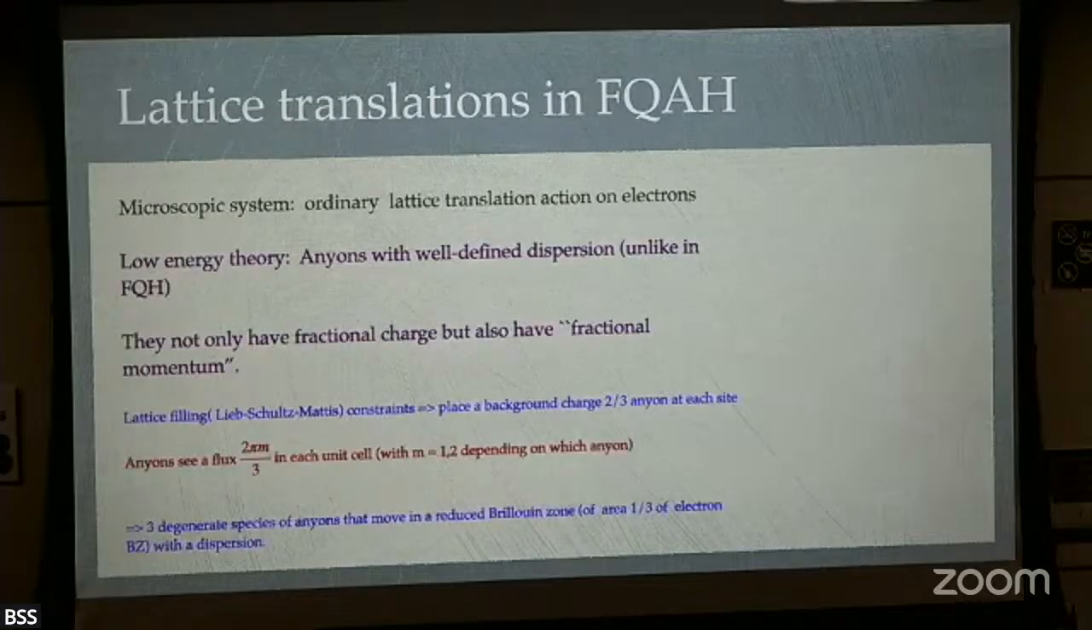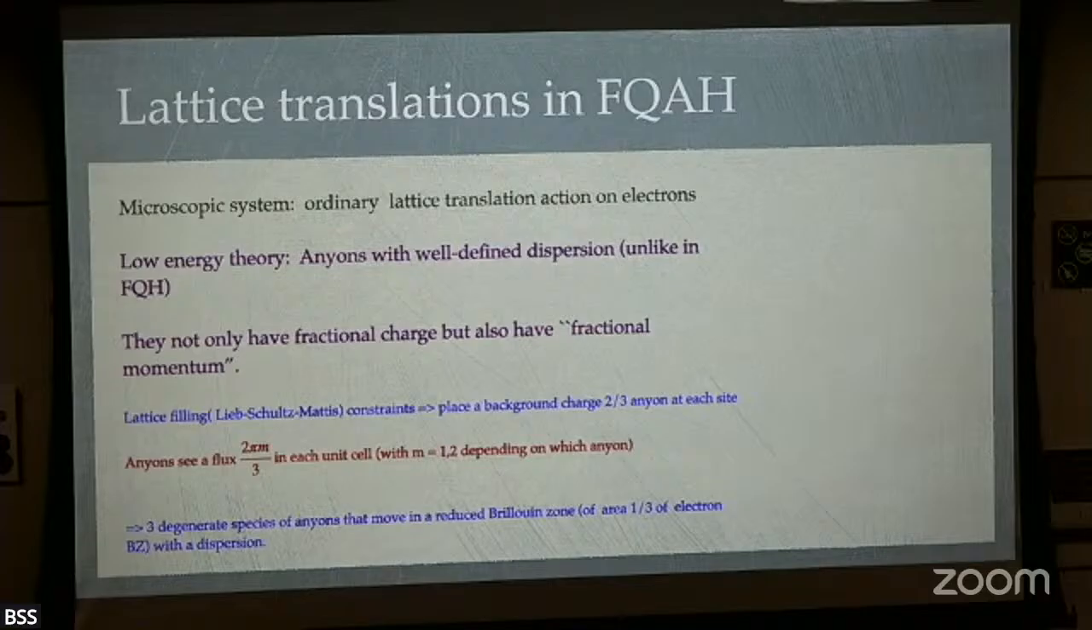So then one of the new features about the fractional quantum Hall in this setting is the lattice translation symmetry. Now let's ask how lattice translations act in the fractional quantum anomalous Hall state. Right? In the microscopic system, we have ordinary lattice translation action on electrons, right? There are discrete lattice translations, they commute, they have eigenstates that are labeled by Bloch momenta, and there are corresponding eigenvalues for the Hamiltonian, and so on and so forth.